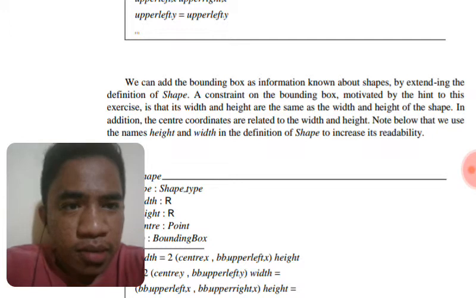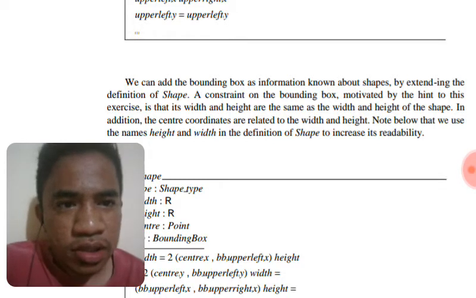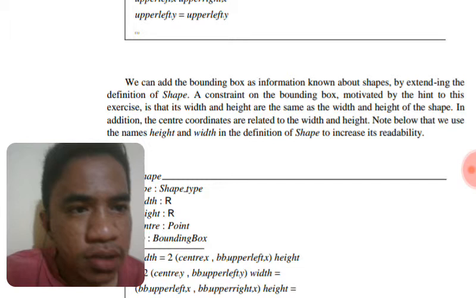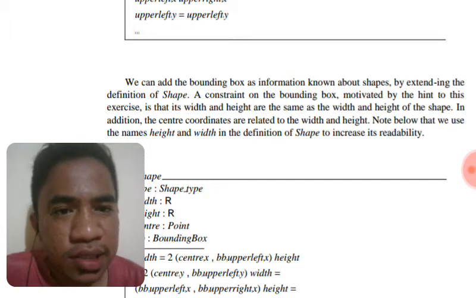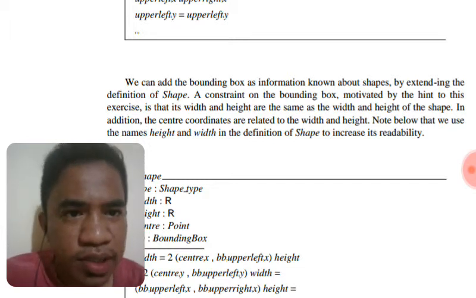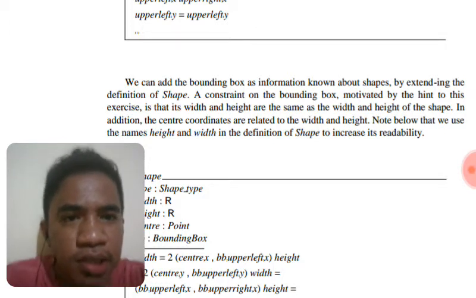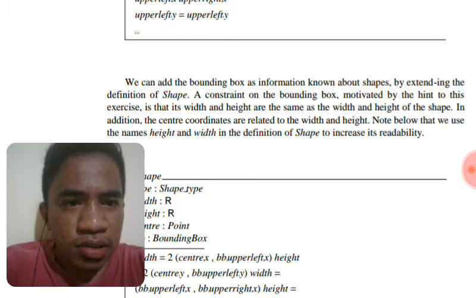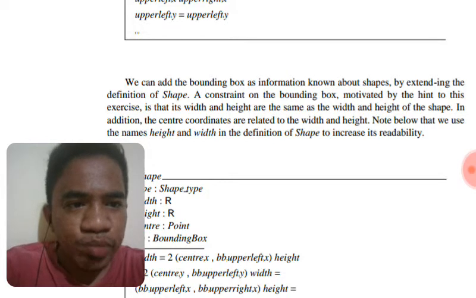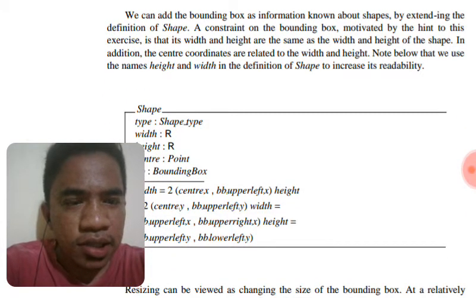We can add the bounding box as information to know about shape, but extend in the definition of shape a constraint on the bounding box motivated by the hint to this exercise is that its width and height are the same as the width and height of the shape. In addition, the central coordinates are related to the width and height. Note below that we use the name height and width in the definition of shape to increase its readability.